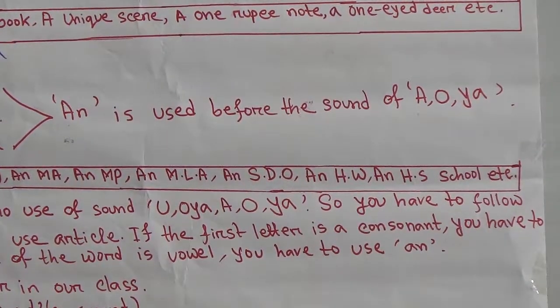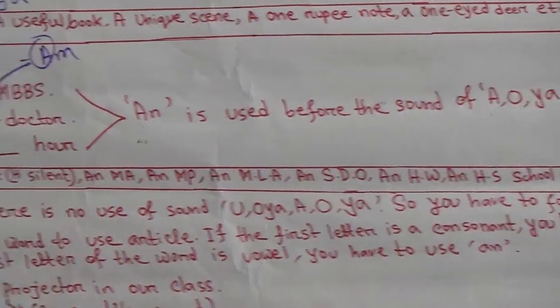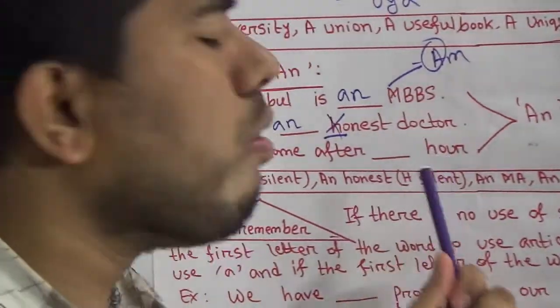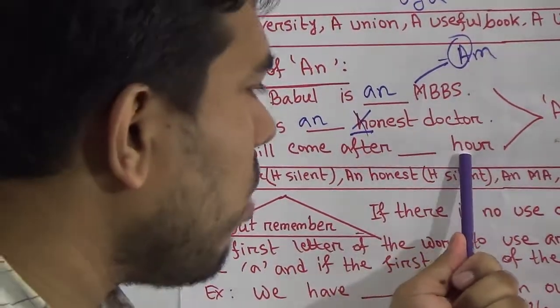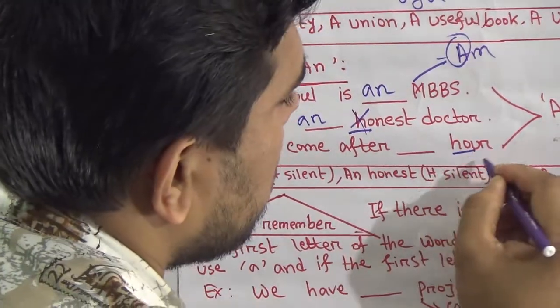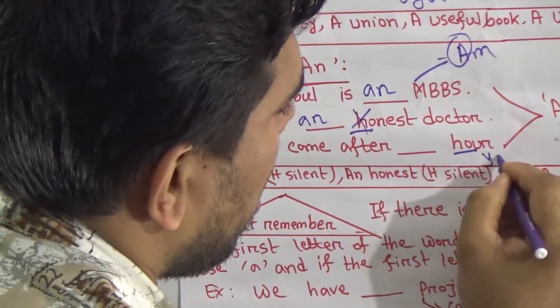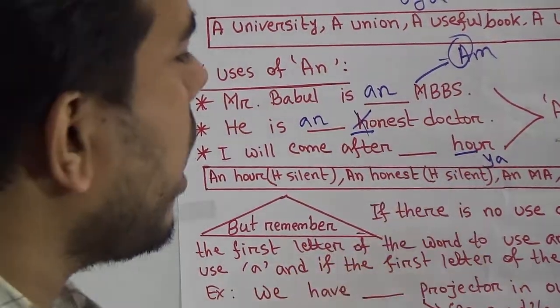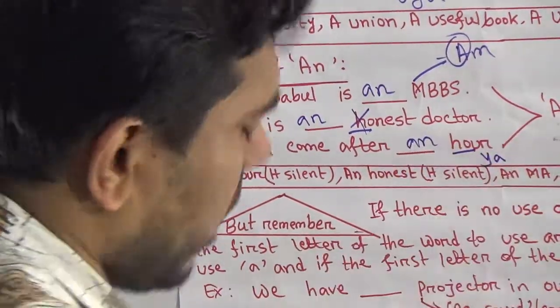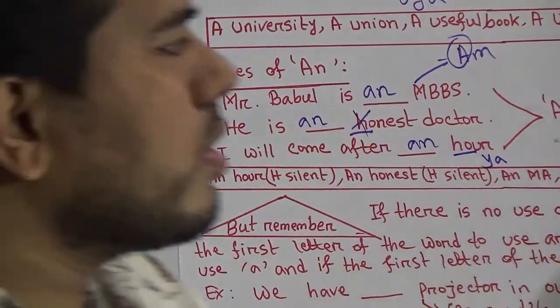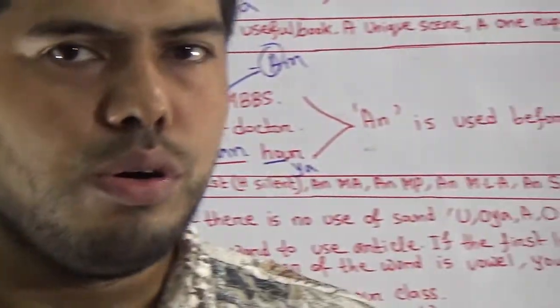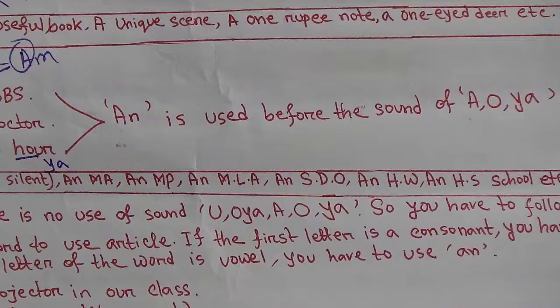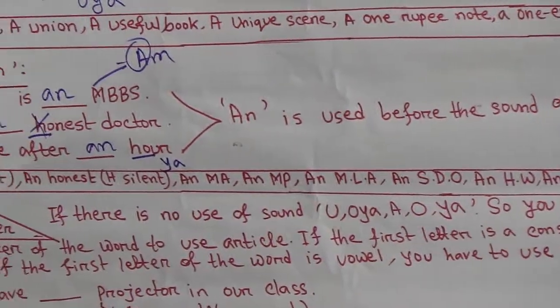The example of I is here. I will come after an hour. If I say hour, here the sound is produced like ow. I will come after an hour. Here you should use an. So an is used before the sound of a, o and other vowels. Okay, next see more examples.